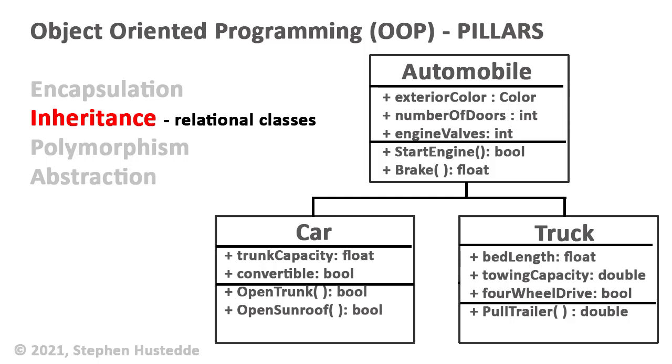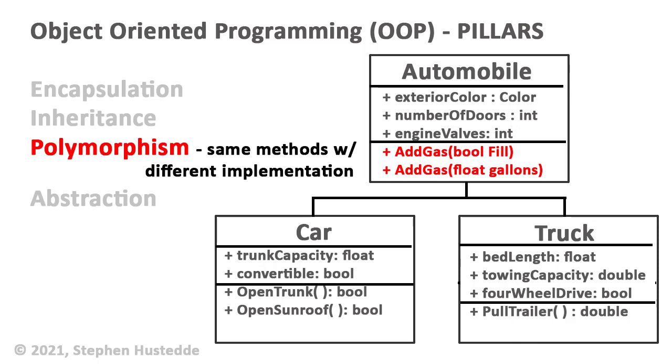A truck, on the other hand, is also an automobile. While it inherits all the same properties and methods from the automobile, it does have some unique things to it. A truck has a bed length. And it also has a towing capacity. Not that a car couldn't tow, but we think of trucks as having towing capacity. A truck might be four-wheel drive. A method of the truck might be to pull a trailer. So that's inheritance in a nutshell. We have classes inheriting from a superclass. So the car and truck could be called a child or a subclass. The automobile would be called a parent class or a superclass.